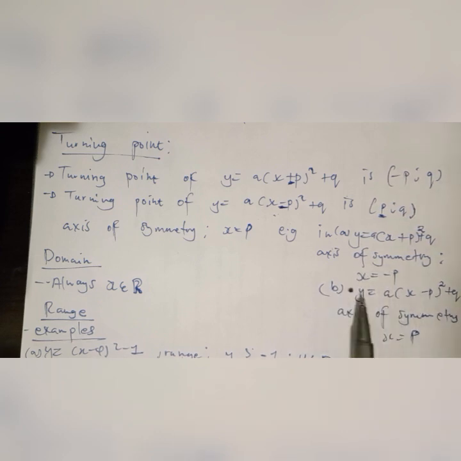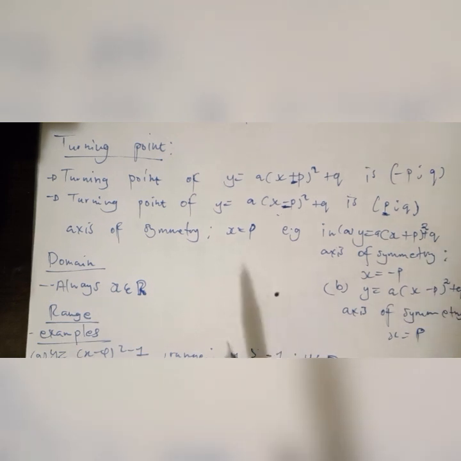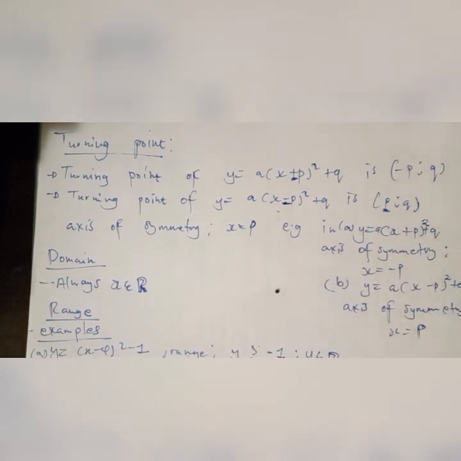Then in this illustration, we have y is equal to a(x minus p) squared plus q. The axis of symmetry here is x is equal to p, because once again we mentioned that there's x minus p is equal to 0. We take p to the other side to make x the subject of the formula. Then we have x is equal to p. And then now let's move to the domain and range of a parabola.